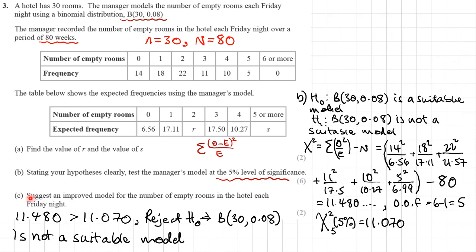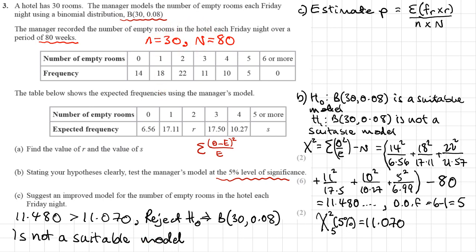Part C. Suggest an improved model for the number of empty rooms in a hotel each Friday night. Well, our original model, yeah, happy with the 30 because it's 30 rooms, but don't know where this probability came from, 0.08. You know, where did the manager get that probability? So to improve the model, we'd want to estimate P. And our formula to estimate P is the sum of the frequency of R times R, divided by little n times big N. And I did mention this before here.